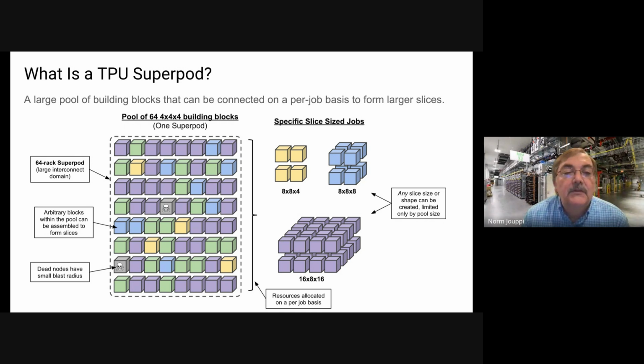And so with the OCS optical circuit switch, you can take wires from any one of the racks and connect them together into these geometric shapes to make rectangular prisms. And you can see that there's also a couple of gray cubes to the left, which are dead nodes. And so the nice thing about this is when you do have a failure in one of the cubes, it doesn't take down the whole machine. You can just not use it with the OCS switch.